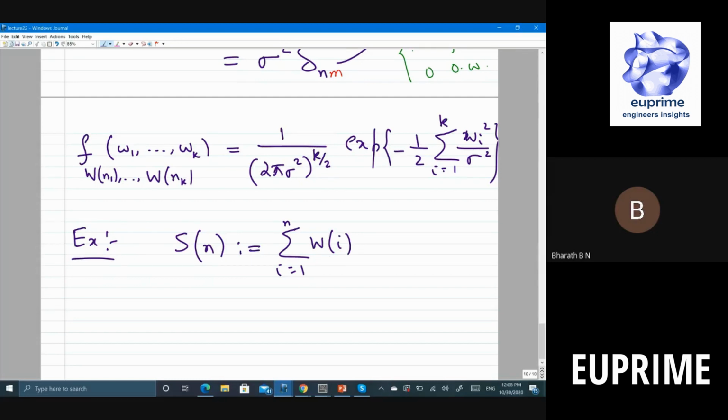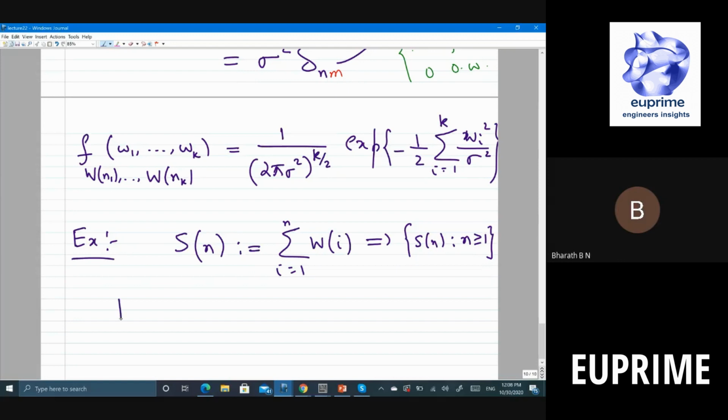These are all IID random variables. I'm going to sum them to get a stochastic process, S of n, such that n belongs to the natural numbers, n greater than or equal to 1. Okay, this results in a stochastic process. This is called the sum Gaussian stochastic process, Gaussian sum process.